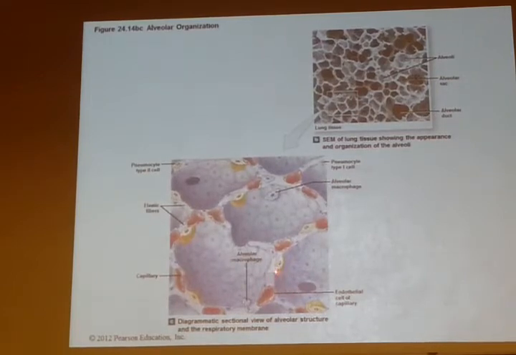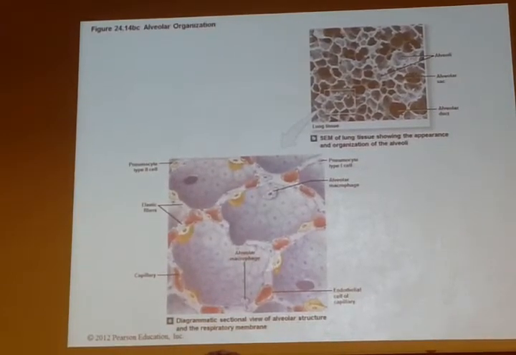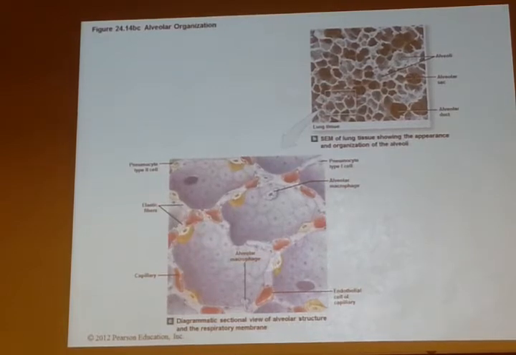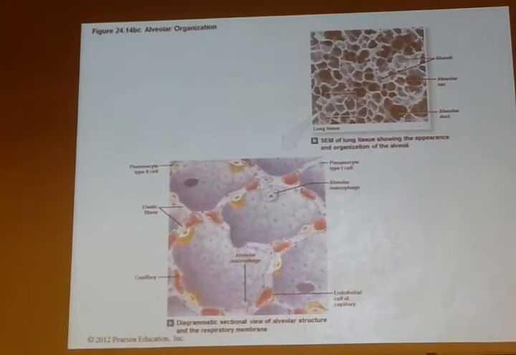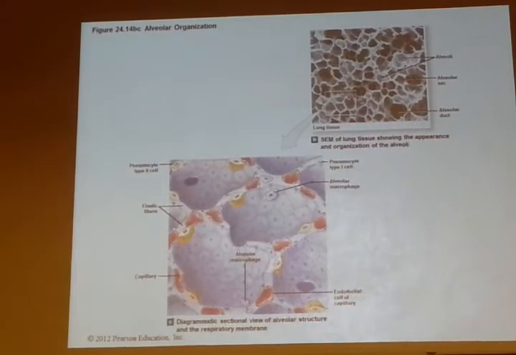The surfactant also helps to keep the alveoli kind of moist because it attaches to some of the water, but it also helps to prevent water from getting into the alveoli in too great an amount. So it helps to keep the alveoli dry. If fluids collect in the alveoli, then you have a greater diffusion distance for your gases to go across. So you want to keep the alveoli relatively dry. Moist, yes, but not full of fluid.